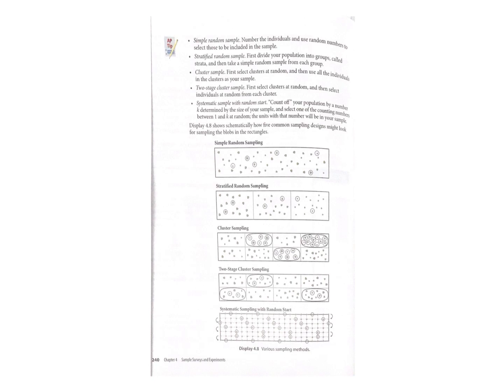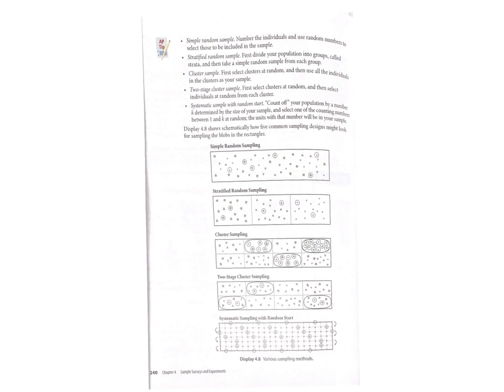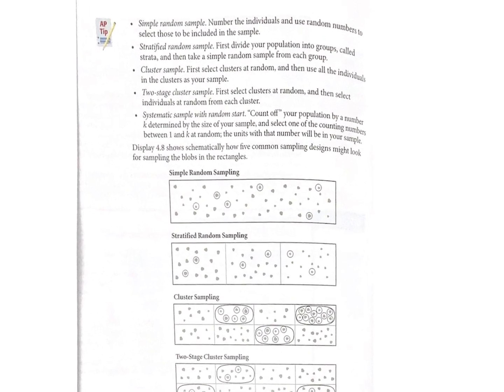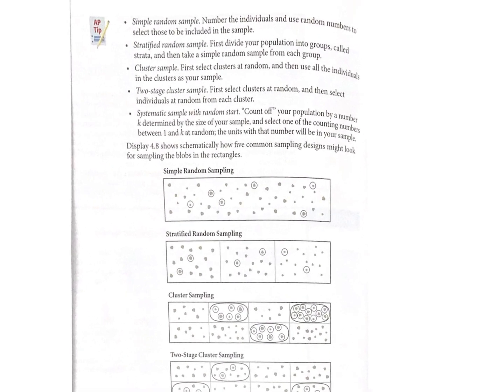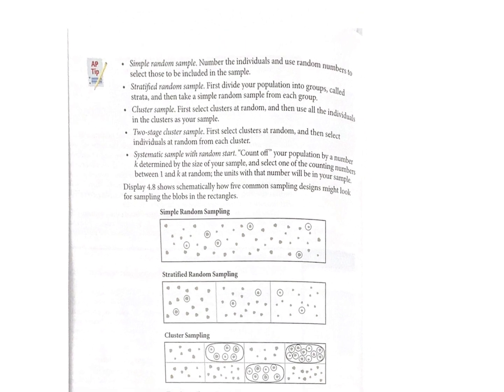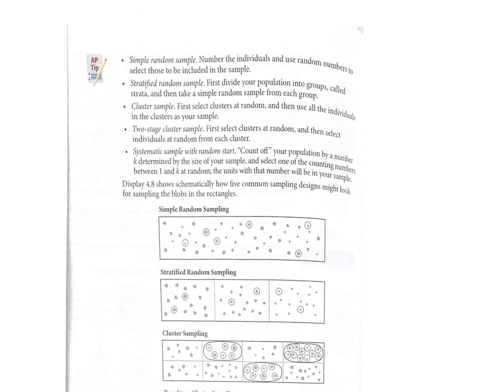Okay, so this first slide kind of gives you a visual. I will make sure this is on Canvas also, but this gives you a visual of the examples of what we just did here. So the first one is what's referred to as a simple random sample. We'll talk about the specifics in just a second, but it is just as it sounds. It's the most basic.